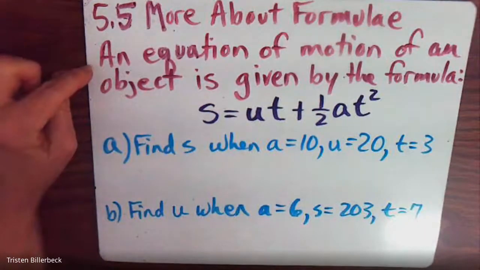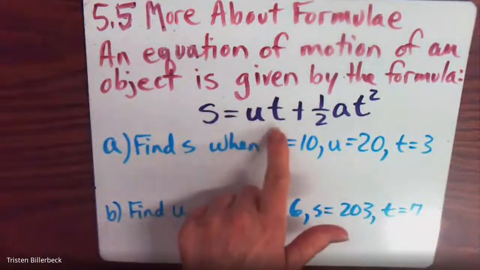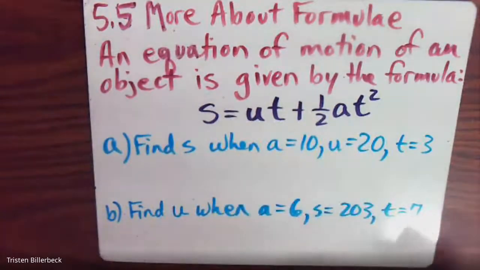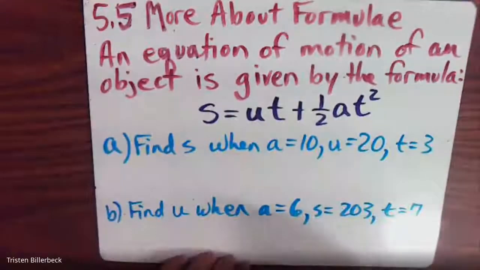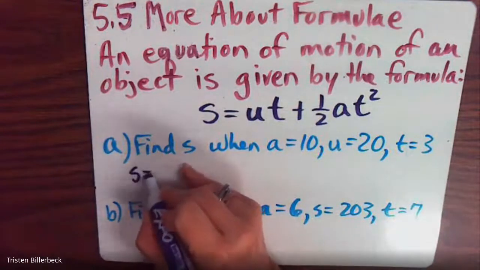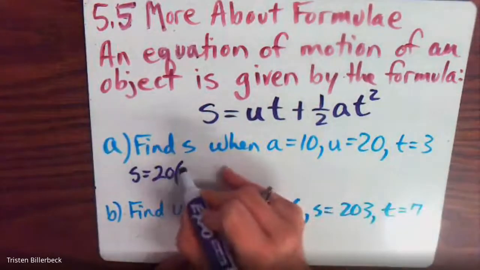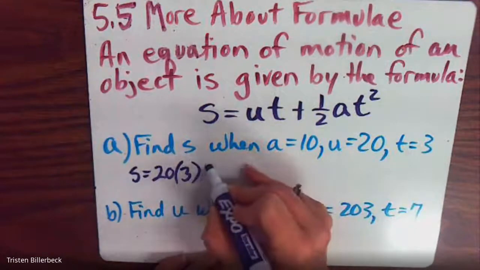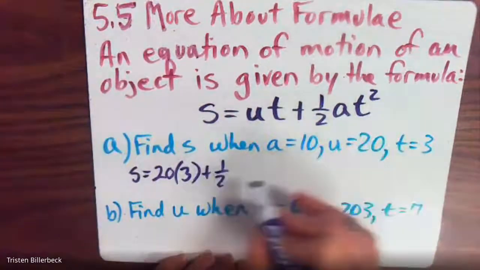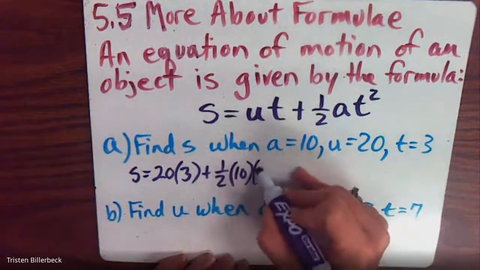An equation of motion of an object is given by the formula S equals ut plus 1/2 at squared. Find S when a is 10, u is 20, and t is 3. So in this situation, we would have S equals u is 20, t is 3. We're just substituting it in, plus 1/2, and then a is 10, and t is 3 squared.